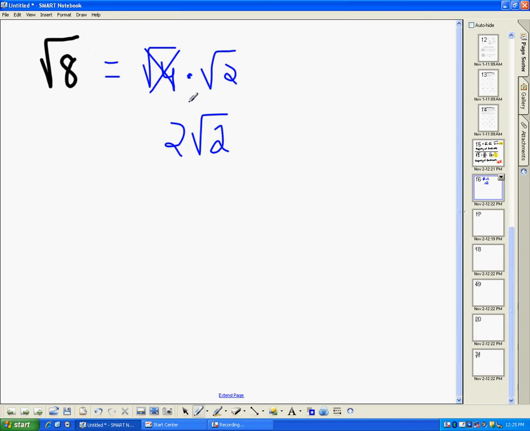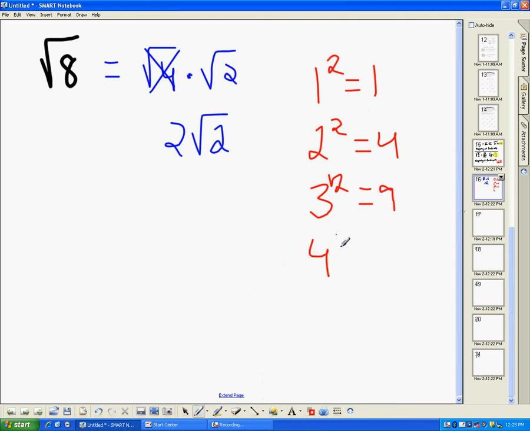This problem is not so difficult, but sometimes when you have larger numbers, it's hard to make sure that you didn't miss any of the perfect squares. By perfect squares, I mean: 1 squared is equal to 1. 2 squared is equal to 4. 3 squared is equal to 9. 4 squared is equal to 16. 5 squared is equal to 25. And I could keep going, but these are your perfect squares.